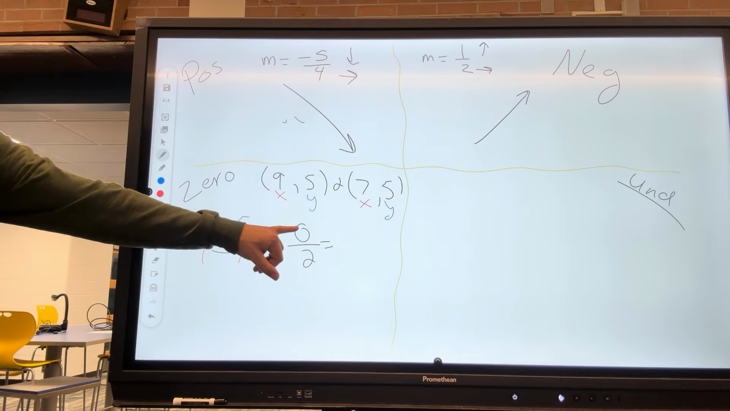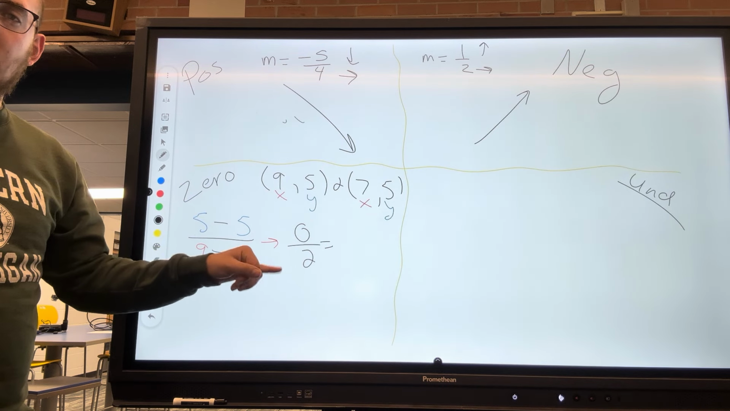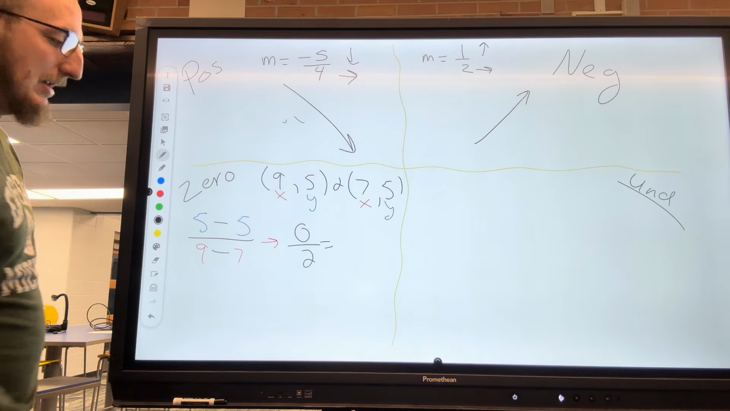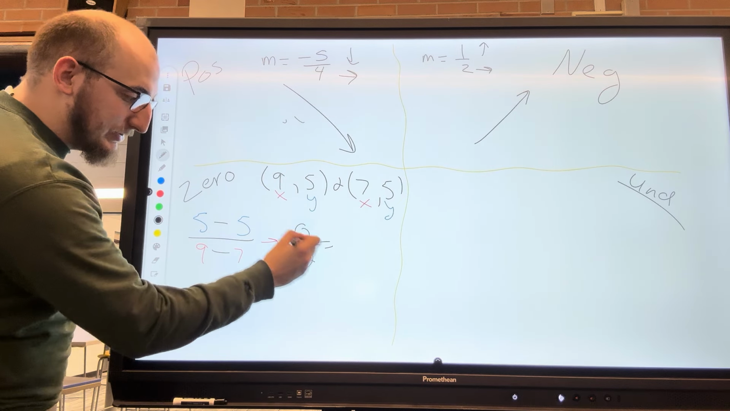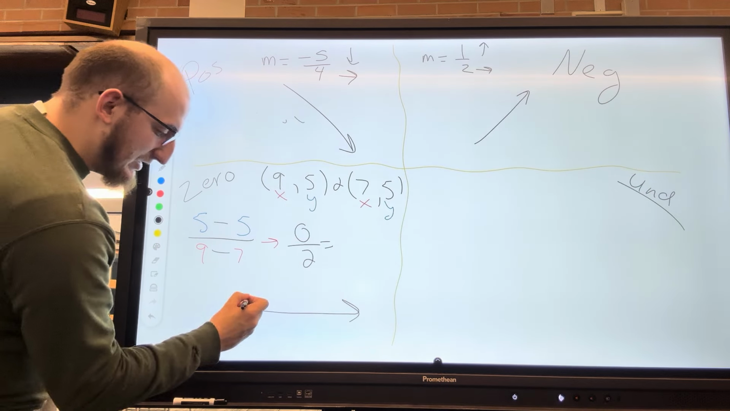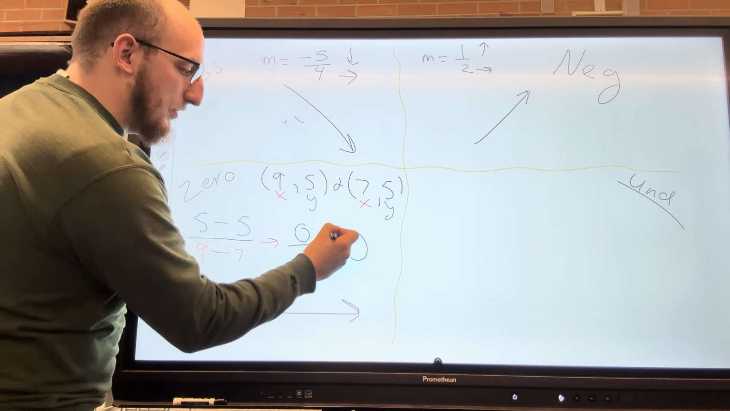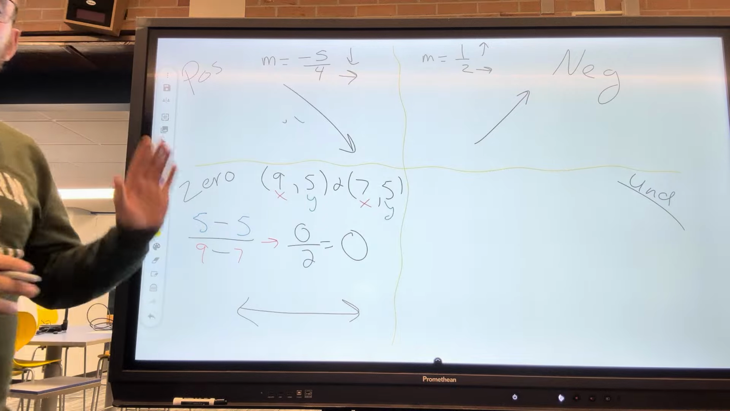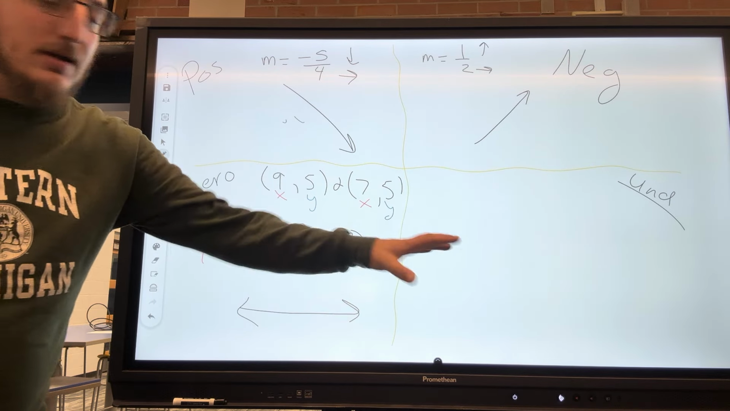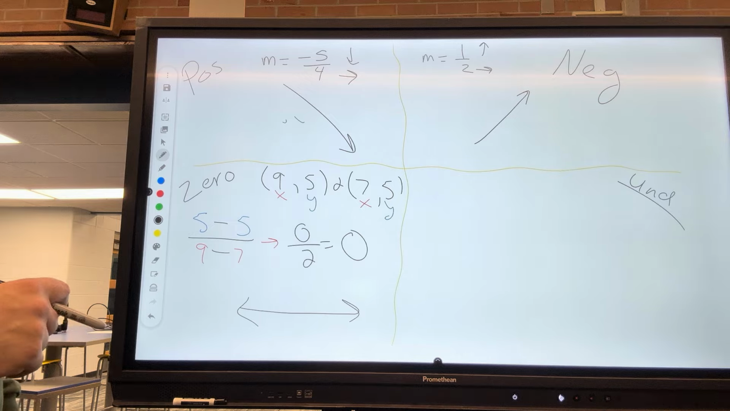So y doesn't go up or down, but x keeps moving along. So this is what this slope is going to look like. This is a zero slope line. Perfect? So that's all you got to do. So this slope is 0, which is different than what we're going to talk about next. Next, we have something called undefined.